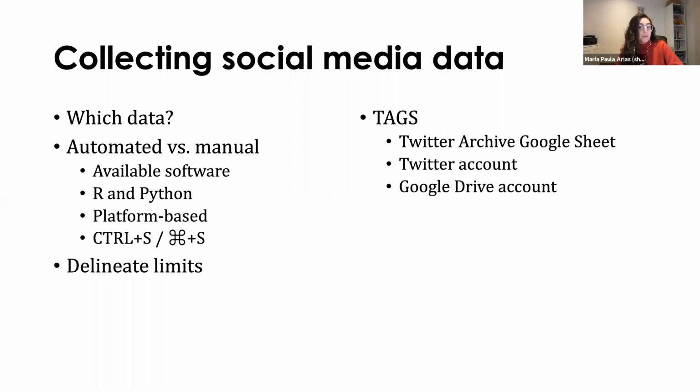There is software available that you can use to automatically scrape websites, and I'm going to talk about tags, which is this Twitter archive Google Sheet. But as well, there are alternatives. If you know programming languages like R or Python, you can also write your own script to collect the information that you need. I'm not saying that you have to go out from this webinar and start learning R or Python or anything like that. But I'm saying that if that's something that you already have as a skill, then you might want to consider how you can use it to collect social media data.